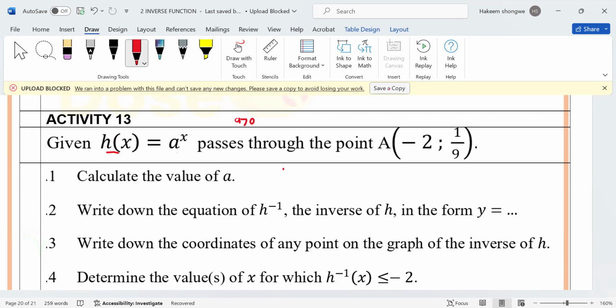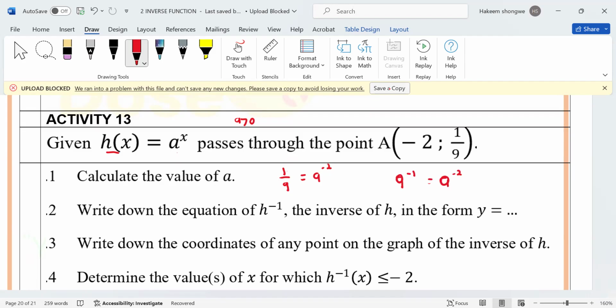So we're going to say we have 1 over 9, which is going to be equal to a to the power minus 2. Now, remember, you can say I can take this 9 to the numerator. If I take that 9 to the numerator, I'm going to have 9 to the power minus 1, which is going to be equal to a to the power minus 2.